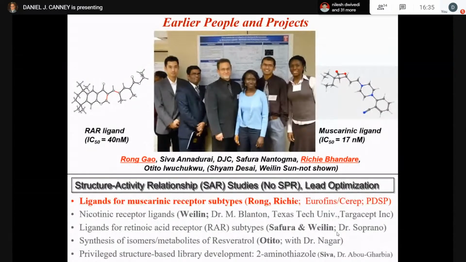But these are just some of the projects that were mentioned just a moment ago. What I'm going to talk about today is the first one, ligands for muscarinic receptors, and then I'm going to move from muscarinic receptors into serotonergic receptors. But you can see that we've looked at a variety of other targets, nicotinic receptors, retinoic acid receptors, and so on. But today I'll focus on muscarinic.